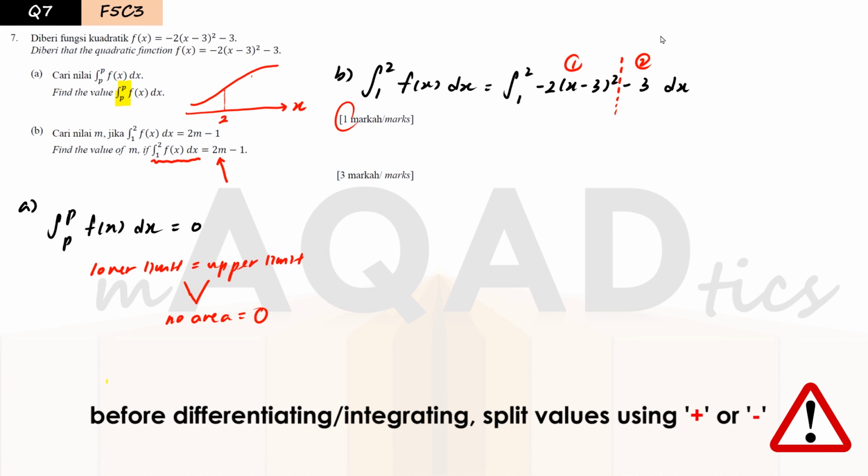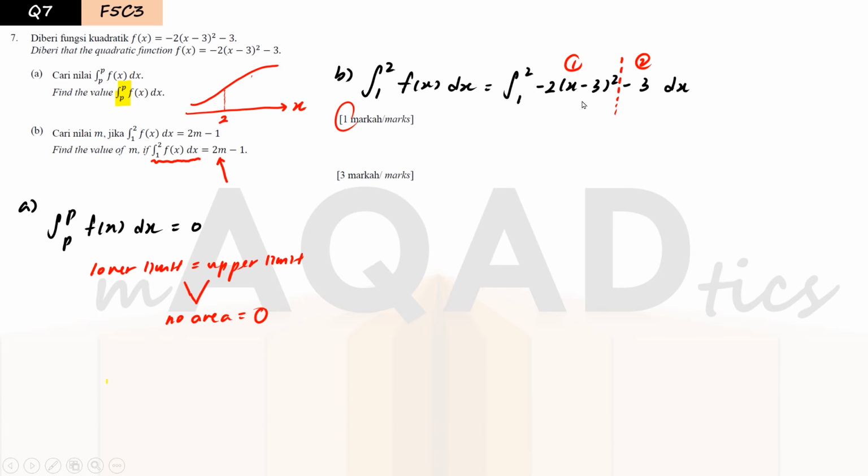So we cannot split the negative here, because the negative here is inside the bracket, and this negative is attached to 2, which is also attached to the bracket here. So we cannot split the things here, because it's all multiplied. Once we have split, then we can start to integrate.